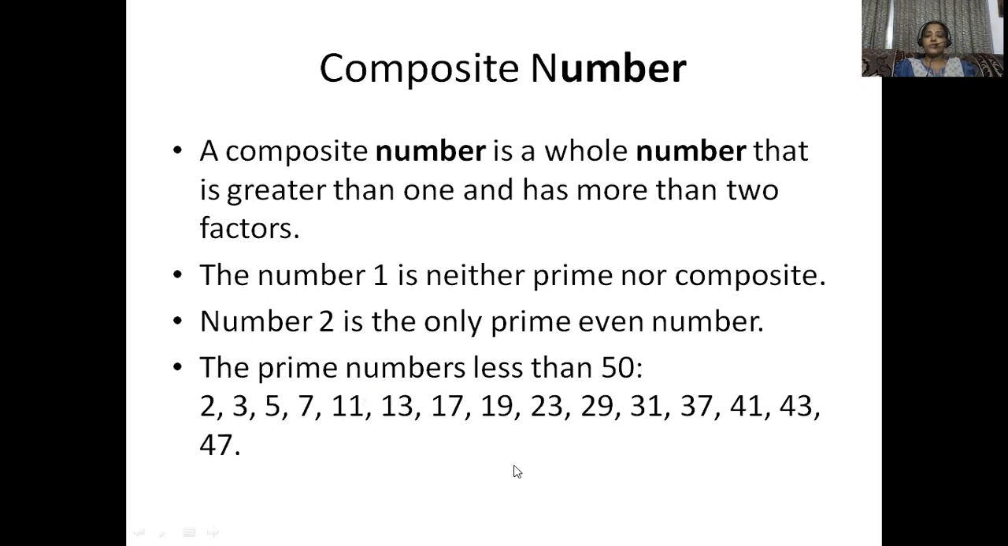I'm mentioning a few numbers. 2, which has only two factors, 1 and itself. 3 has got only two factors. What? 1 and 3. 5, it has only two factors, 1 and 5. So 2, 3, 5, 7, 11, 13, 17, 19, 23, all these numbers, 41, 43, 47, all these numbers have only two factors, 1 and the number itself. So these are all prime numbers less than 50.